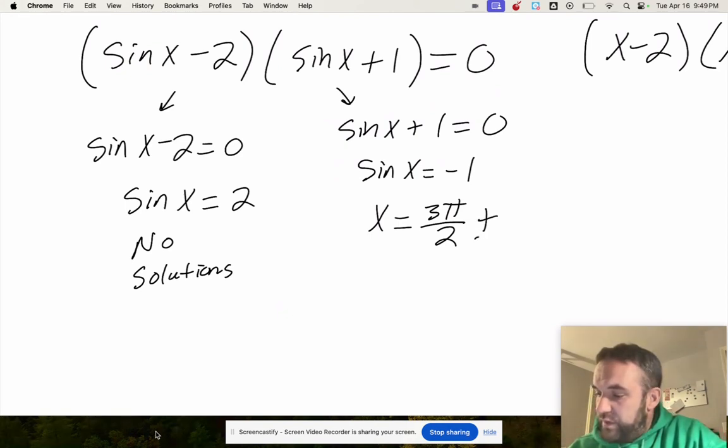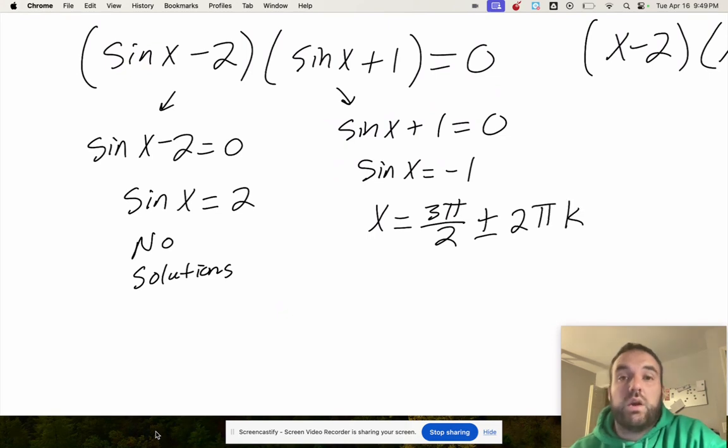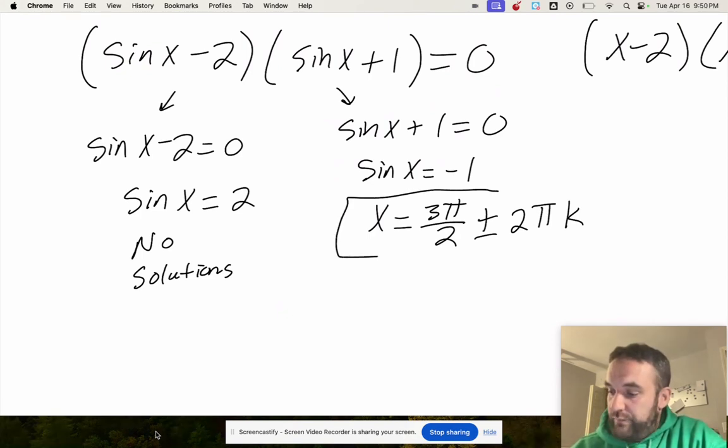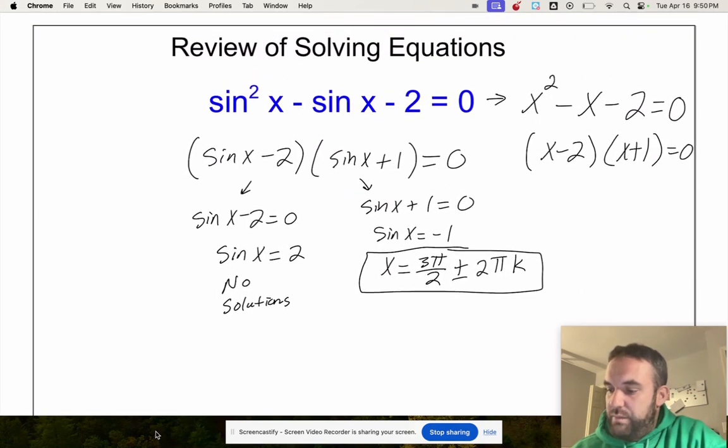So that's why I'm going to say plus or minus 2 pi times k, where k is any integer, either positive or negative. So here I've got x is equal to 3 pi over 2 plus or minus 2 pi k. And if you're in my class, we've talked about if we're considering k to be either positive or negative, you technically don't need the plus or minus. You could just say plus 2 pi k. So there's some flexibility in that.